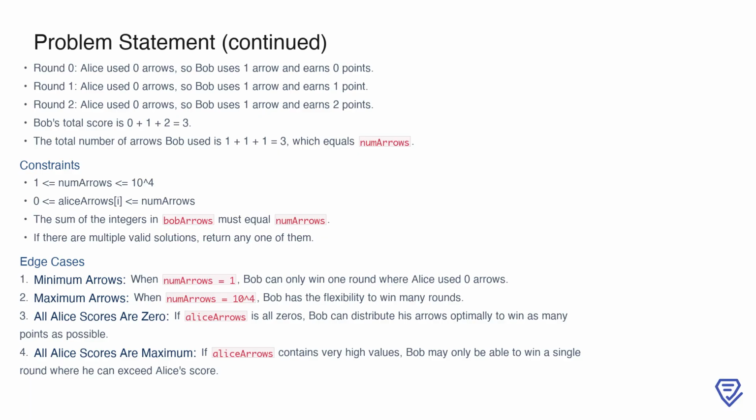The problem also highlights edge cases, such as when Bob has the minimum or maximum number of arrows, or when Alice's scores are extremely low or high. These scenarios test the flexibility of Bob's strategy in distributing his arrows to achieve the maximum score possible.